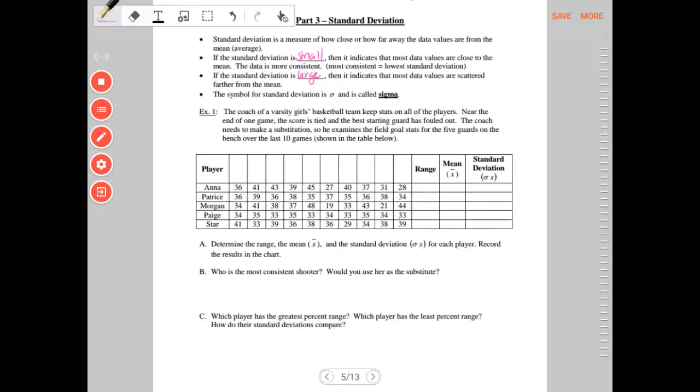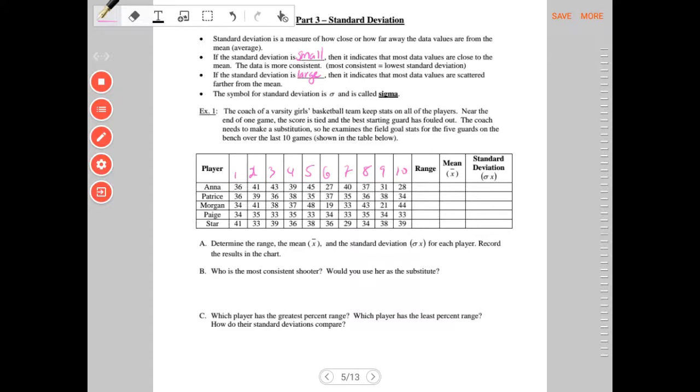Example 1. The coach of a varsity girls basketball team keeps stats on all of the players. Near the end of one game, the score is tied, and the best starting guard has fouled out. The coach needs to make a substitution, so he examines the field goal stats for the 5 guards on the bench over the last 10 games, shown in the table below. So, of course, each of these represents a game. So that's 1, 2, 3, 4, 5, 6, 7, 8, 9, and game 10.